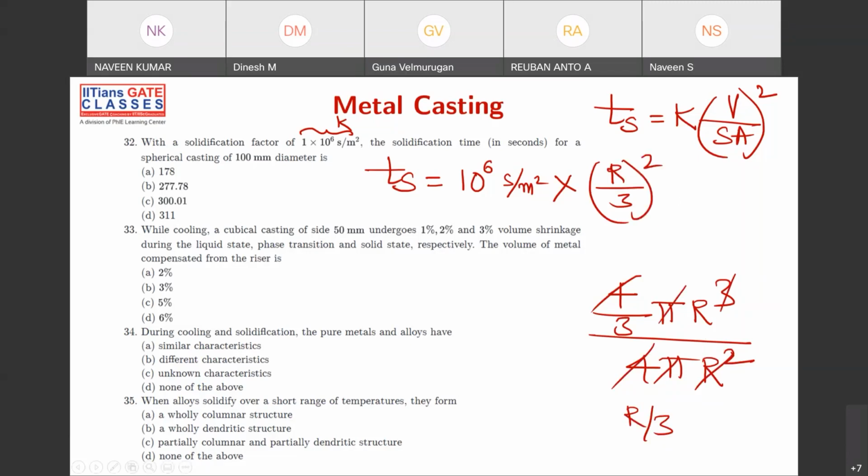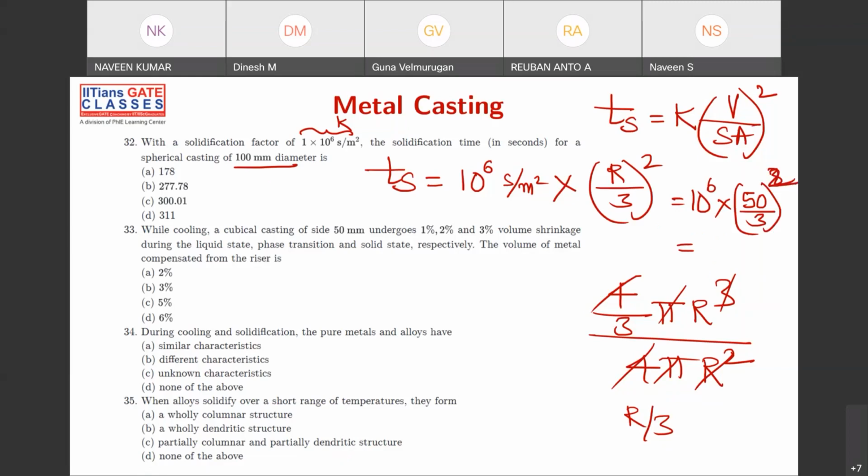And that, what is that? So it is 10 to the power of 6 into what is R? Diameter is given. Please do not forget this. Diameter is given. It is R what we are writing. R is what? 50 by 3 whole square. What is the answer now? Tell me.